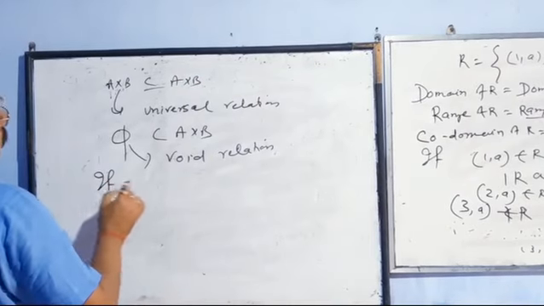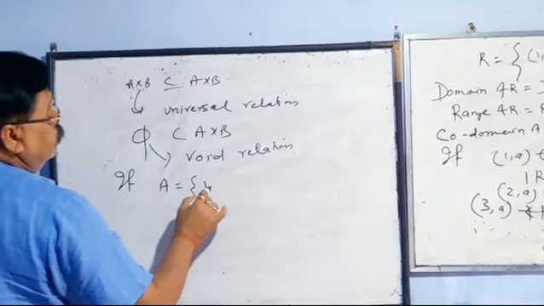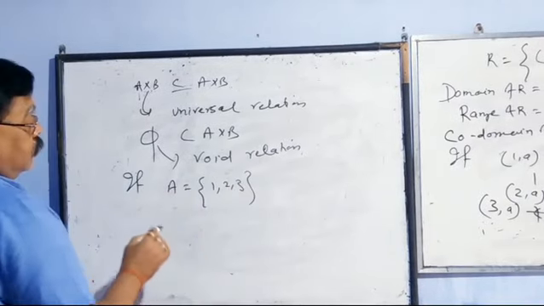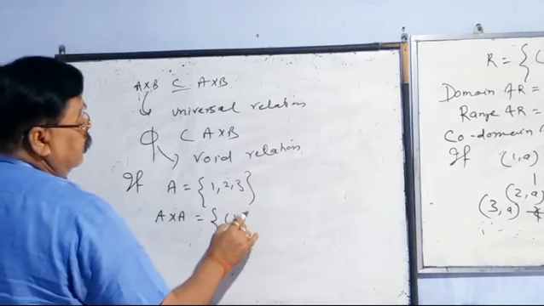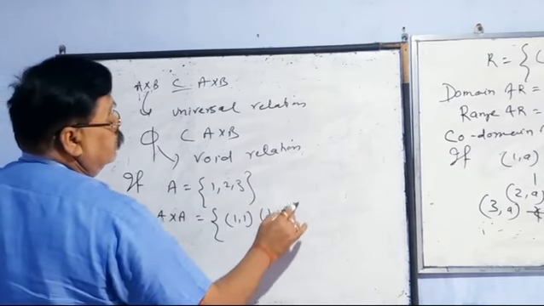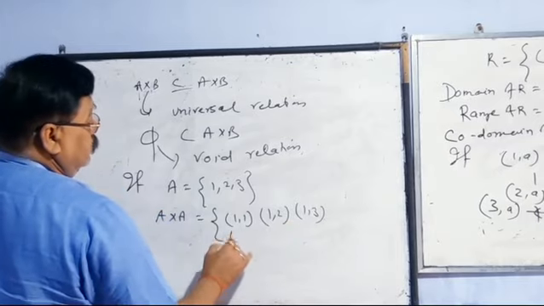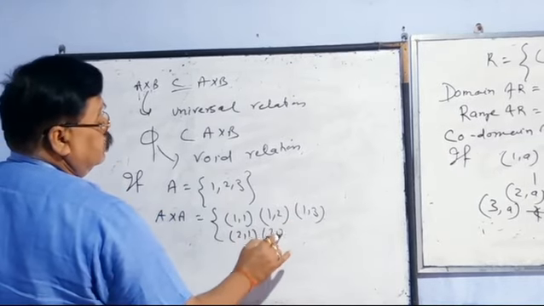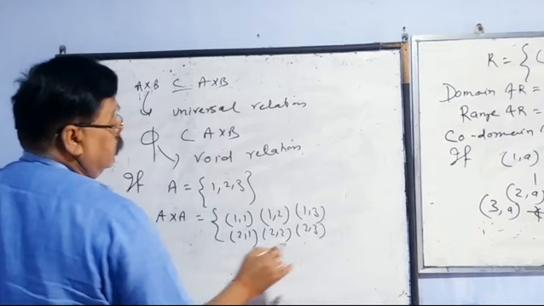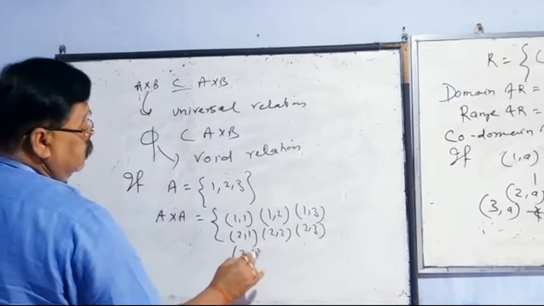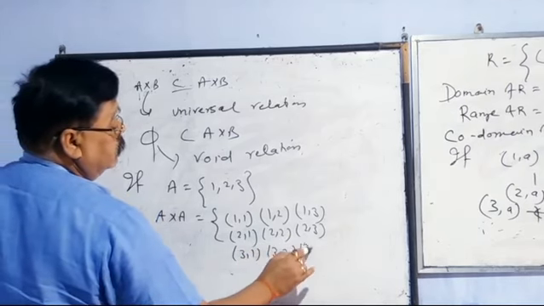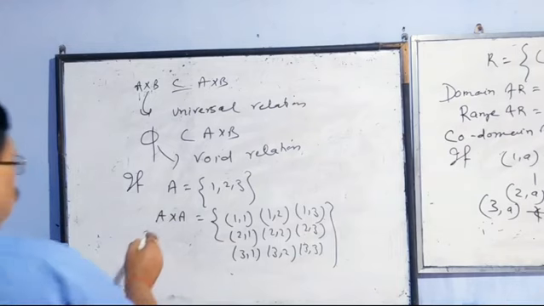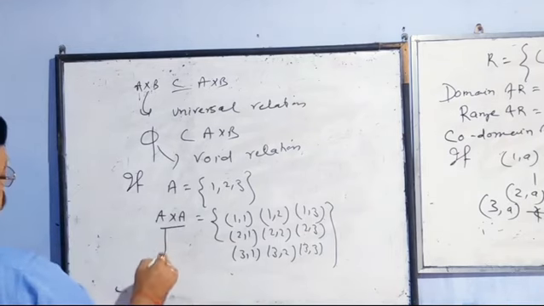If A is a set having elements 1, 2, 3, so find A cross A, that is (1,1), (1,2), (1,3), (2,1), (2,2), (2,3), (3,1), (3,2), (3,3). So it is A cross A. It is a relation on A. A cross A, this is the relation.